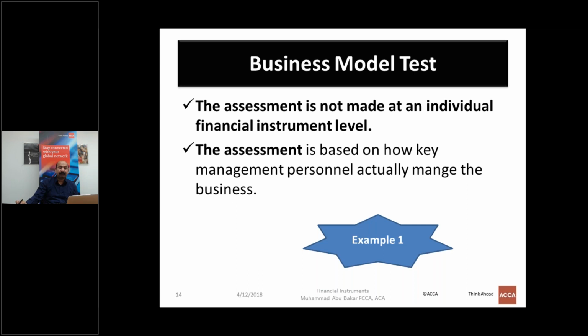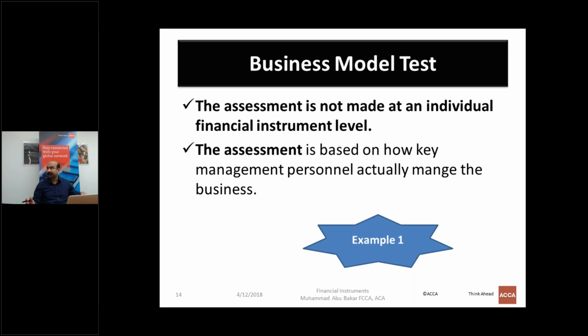Okay. Although the objective of an entity's business model may be to hold financial assets in order to collect contractual cash flows, the entity need not hold all of those assets until maturity. Thus, an entity's business model can be to hold financial assets to collect the contractual cash flows even when sales of financial assets occur. Let's have a look at example number 1.